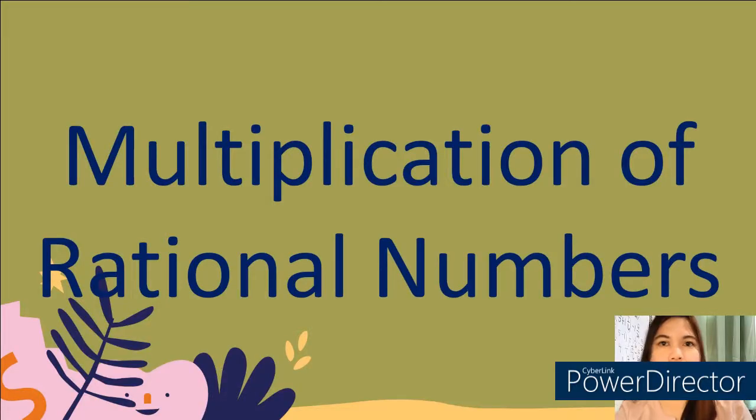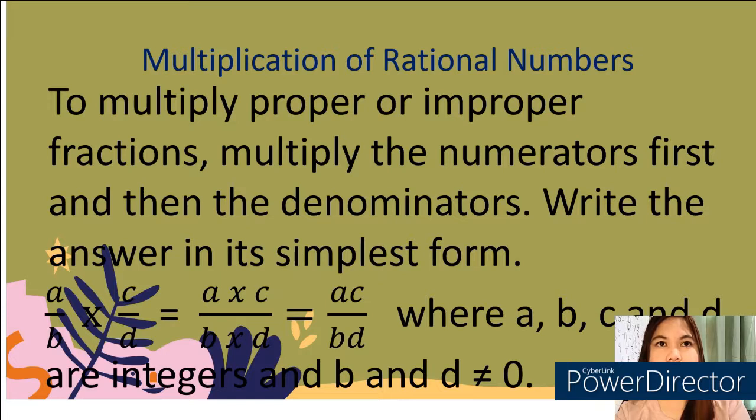Good morning, everyone. Now we are going to discuss the multiplication of rational numbers. For multiplication of rational numbers, we have the rule to multiply proper or improper fractions: multiply the numerators first and then the denominators. Write the answer in its simplest form.